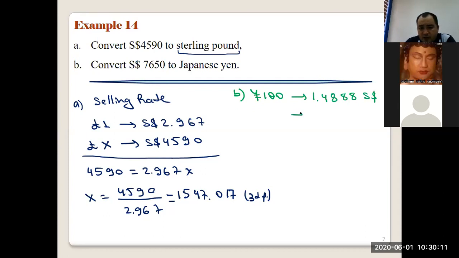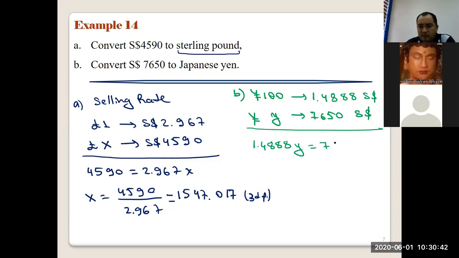So here, the Singaporean dollar, how much do we have? We have 7650 Singaporean dollar, right? And that is equal to how much Japanese yen? So let's say it is Y Japanese yen. Right? And cross multiply. So here we have 1.4888 here. And here we have Y equals 7650. If you multiply this by 100, here we have 2 more zeros, right? So here Y is equal to 765000 is divided by 1.4888. That's equal to how much?